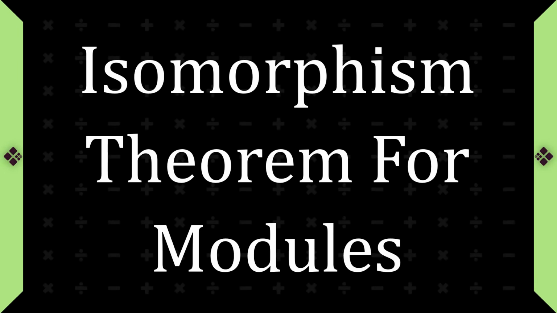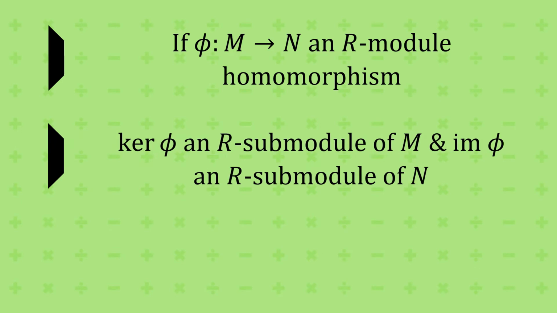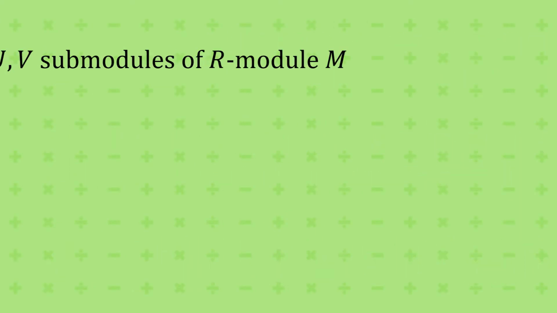Now we can give the isomorphism theorem for modules. Let R be a ring. The first part of the theorem is that if phi from M to N is an R module homomorphism, then the kernel of phi is an R submodule of M, and the image of phi is an R submodule of N. Moreover, it says that M over the kernel of phi is isomorphic to the image of phi.